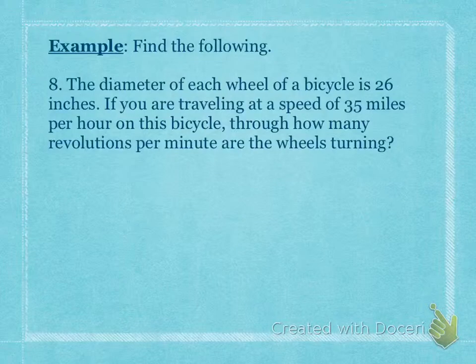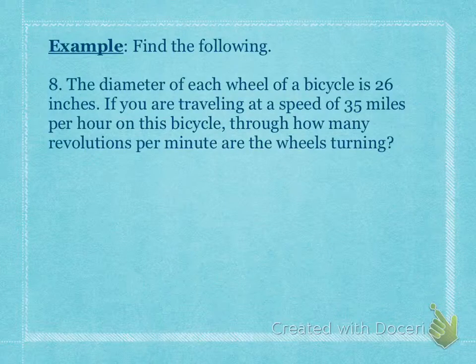All right, so we're going to take one example of this, and then we'll be finished for today, and we'll talk a little bit before we head out just a second. But let's take a look at this. So we have the diameter of a wheel of a bicycle is 26 inches. If you're traveling at a speed of 35 miles per hour, which first of all would be really fast for a bicycle, okay, that's really, really fast.